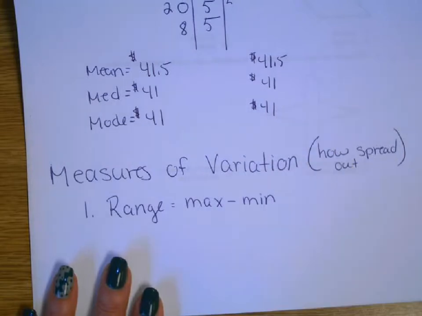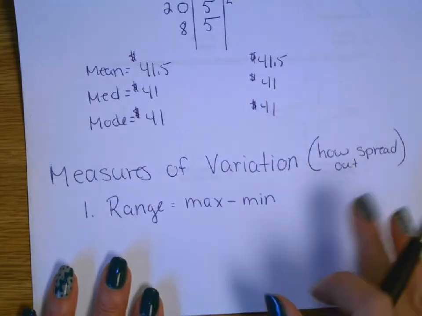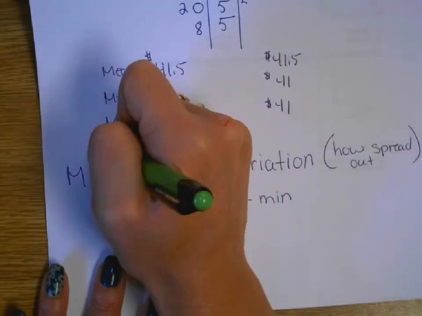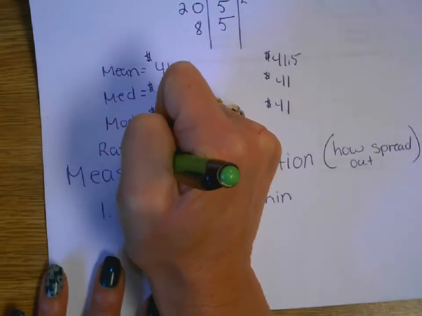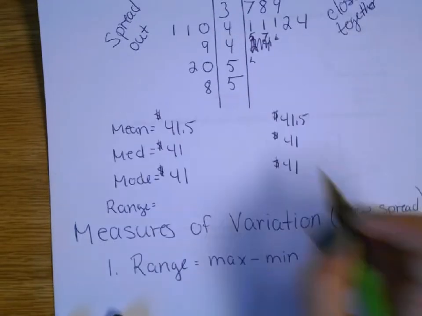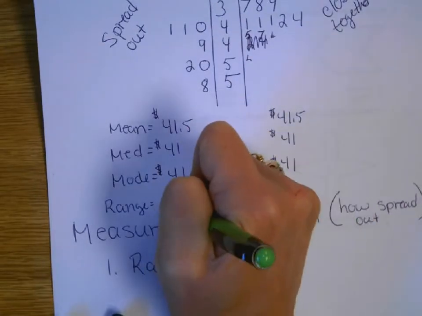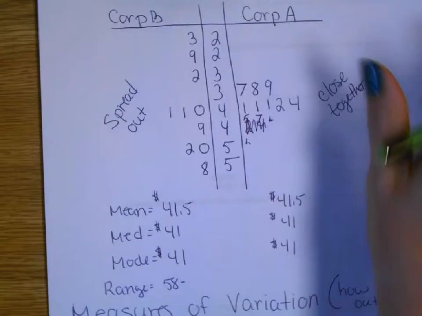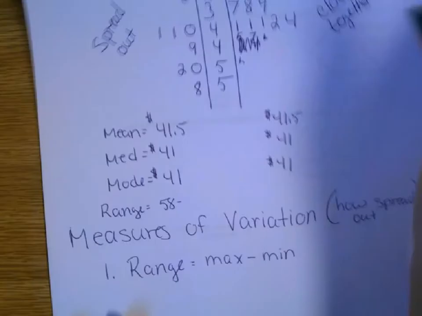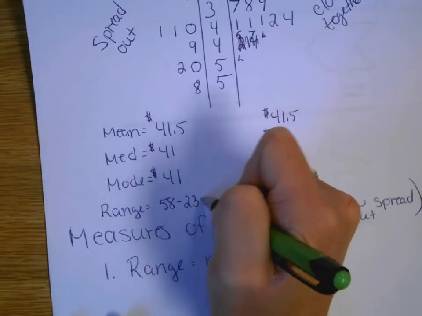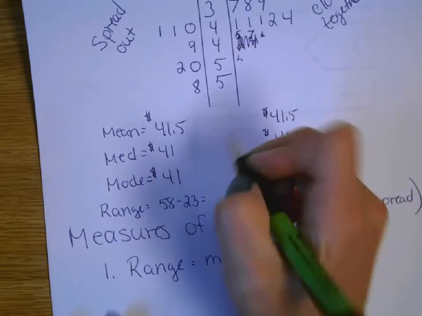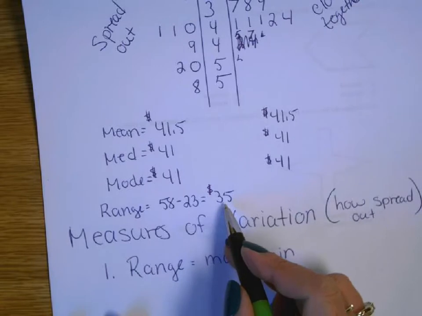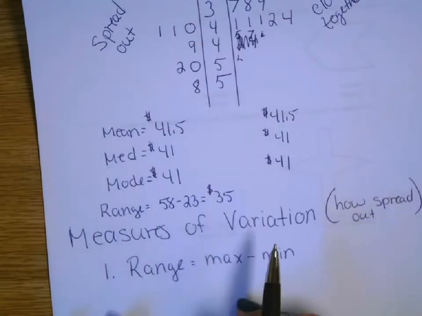Okay, so we'll go back up there in a minute and do range. Actually, let's just do it right now. So let's give the range of Corporation A. So their range of salaries, you take your maximum salary of $58,000 minus the minimum salary of $23,000 and we get a range of $35,000. So there's a $35,000 difference between your lowest salary and your highest salary.